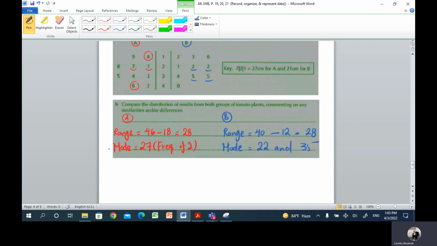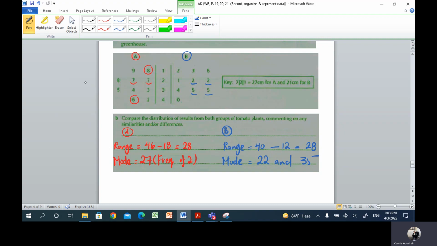We also need to calculate the median. Median is finding the middle number. When we counted the data in A, when we first started with the question, we found that A has 10 data, so it's an even number. So for the median, we're going to end up with two numbers in the middle. How do we find the median?